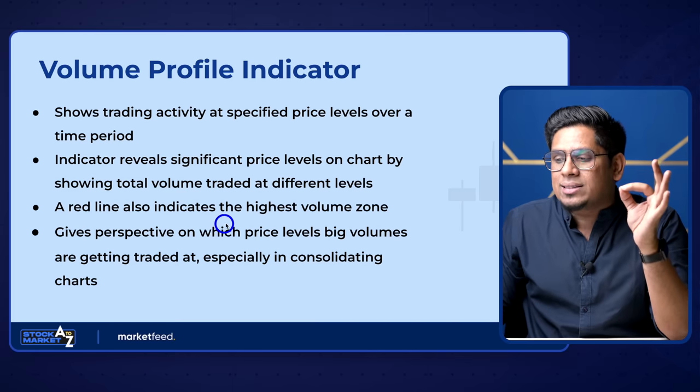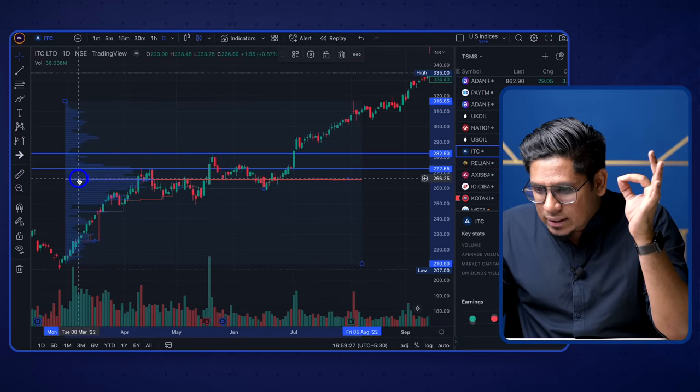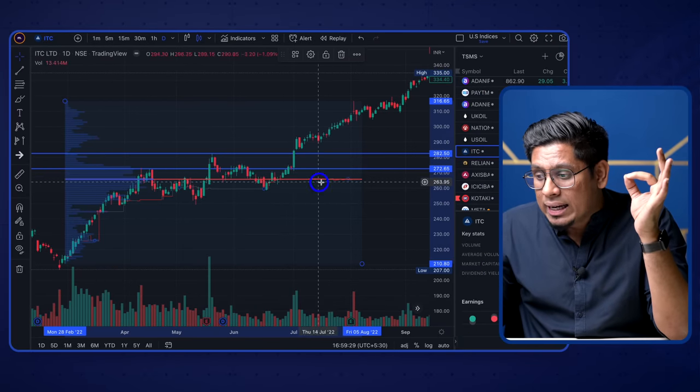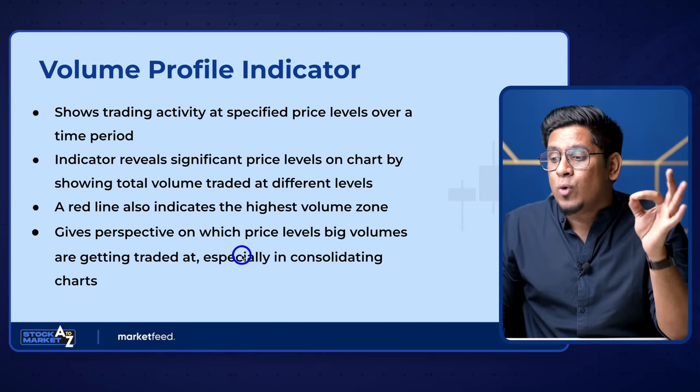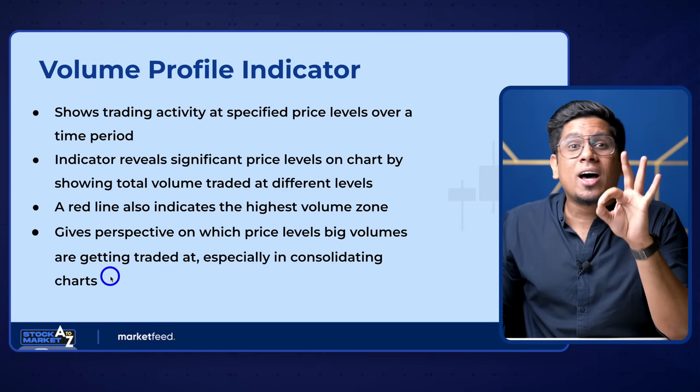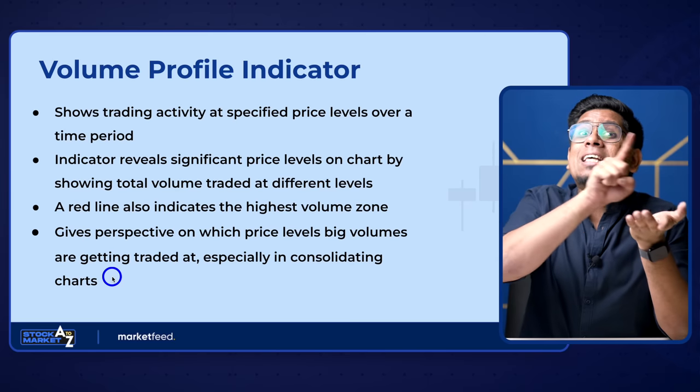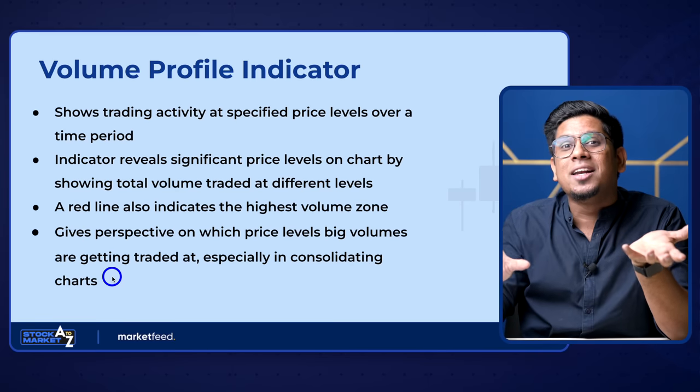Now a red line indicates the highest volume zone. We saw this, right? This largest volume zone is indicated by this red line here. And finally, it gives perspective on which price levels large volumes are getting traded at.